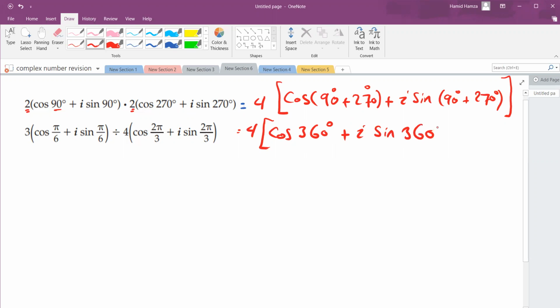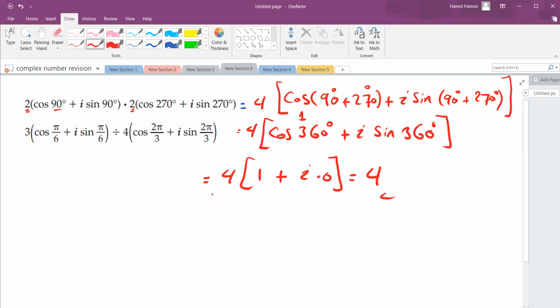After that, we wanted to write this in rectangular form. So we will multiply 4 by cosine 360. Cosine 360 is 1. So it will be 4 multiplied by 1, plus sine 360 will be 0, so i multiplied by 0. So the final answer is 4.